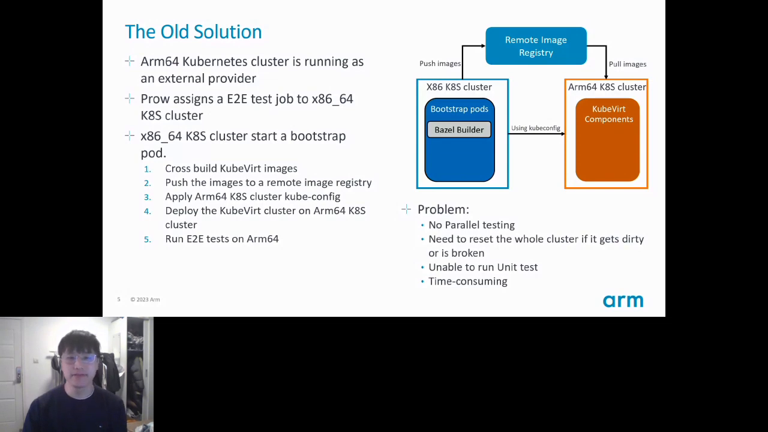However, we encountered several issues in this solution. As Kubernetes was deployed on a bare metal Arm64 server, we can only run one CI testing task at a time. Additionally, if the Kubernetes cluster becomes broken or corrupt, we had to redeploy the Kubernetes, which was difficult to maintain. This approach also does not allow us to run unit tests, and cross-compiling, pushing, and pulling images to or from the remote image registry are time-consuming.